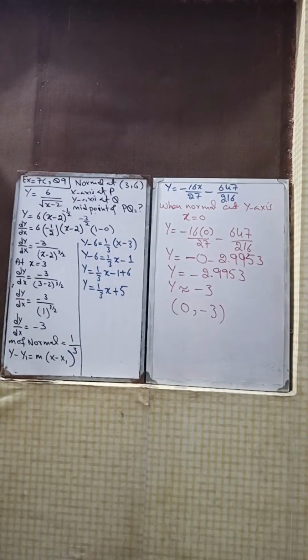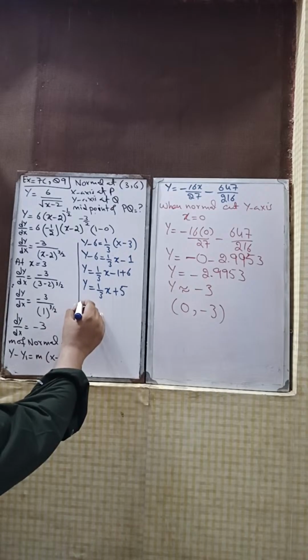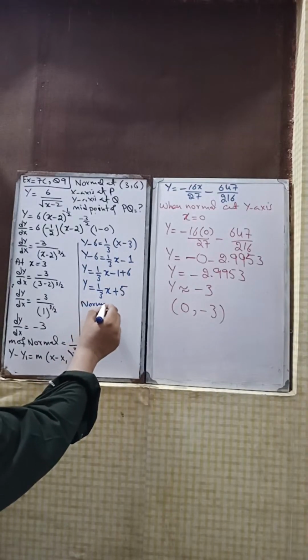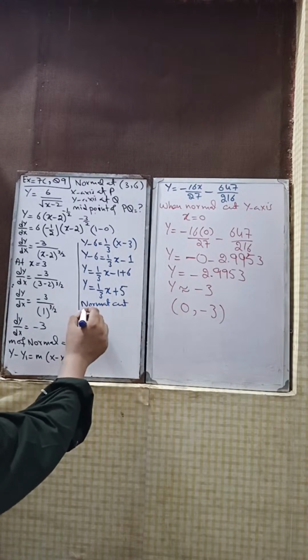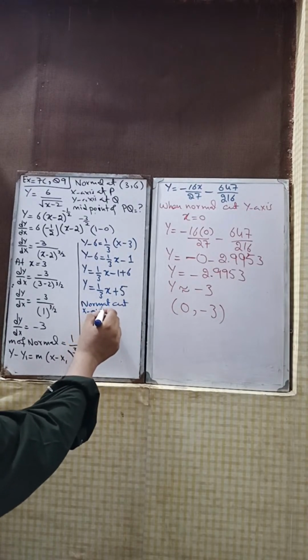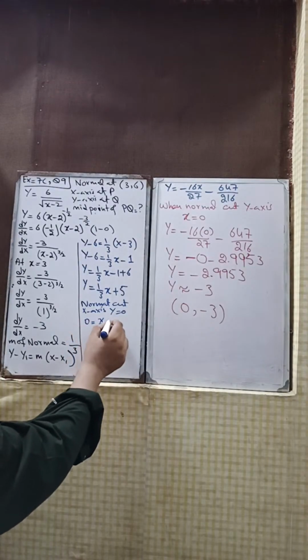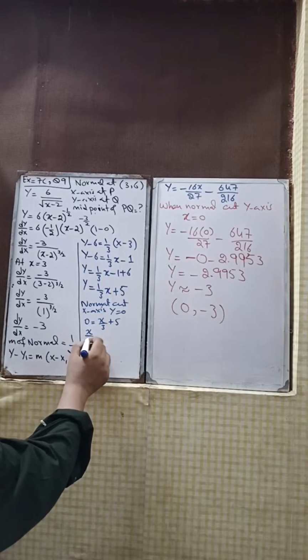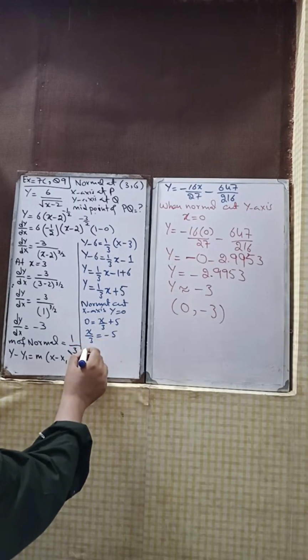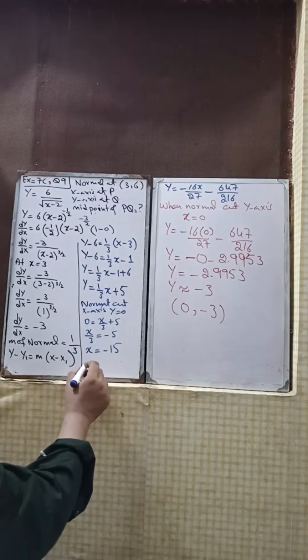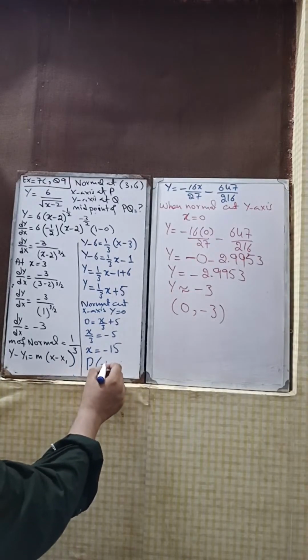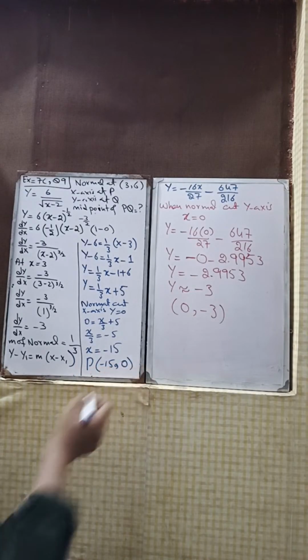Now the point P. This is the equation of the normal. The point P is where the normal cuts the x-axis, where y will be 0. So 0 equals x by 3 plus 5. So x by 3 equals minus 5, so x equals minus 15. So the point P will be minus 15 comma 0.